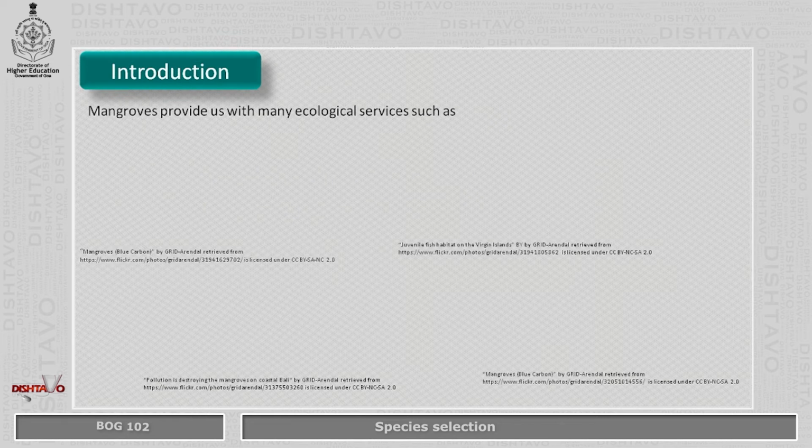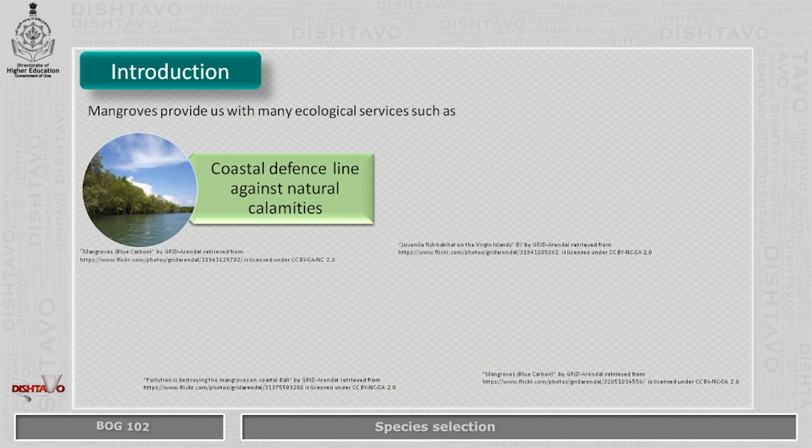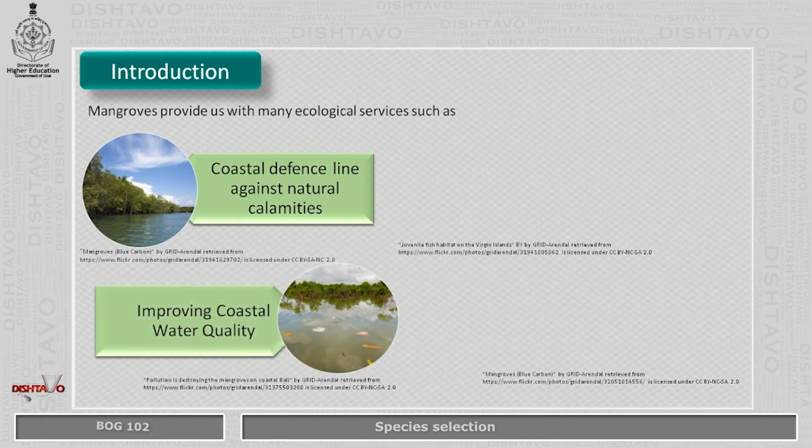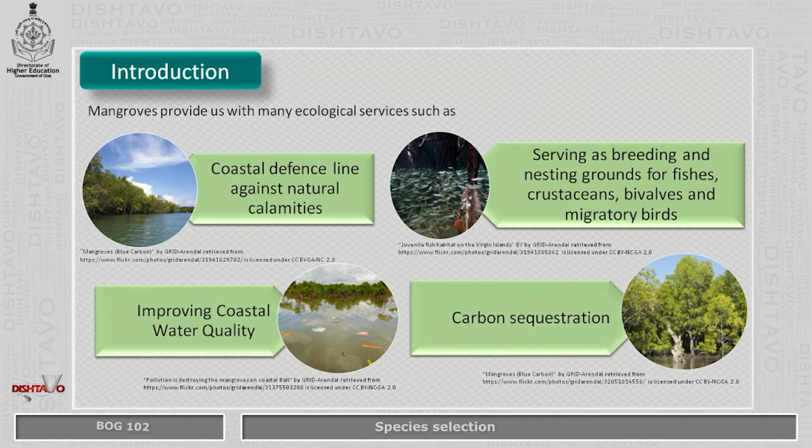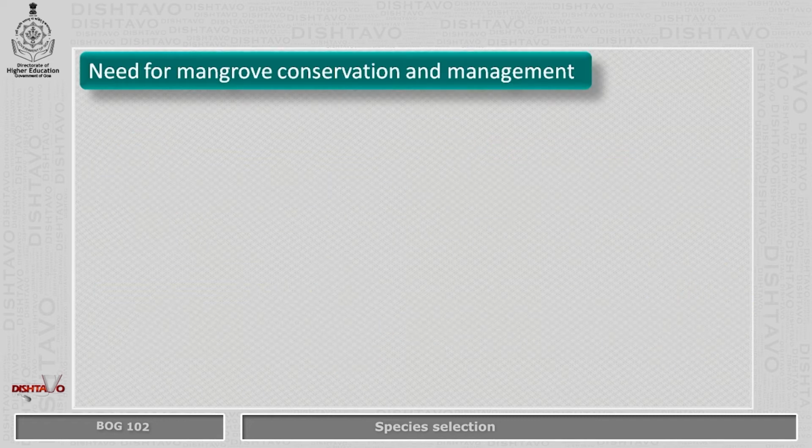We know that mangroves provide us with many ecological services, such as coastline defense against natural calamities like cyclones. They also improve the coastal water quality. They serve as breeding and nesting grounds for fishes, crustaceans, bivalves, and migratory birds. Mangroves also sequester carbon. The need for mangrove conservation and management. On understanding the role played by mangroves in our ecology, you will realize that mangroves are very important and hence we need to save them.